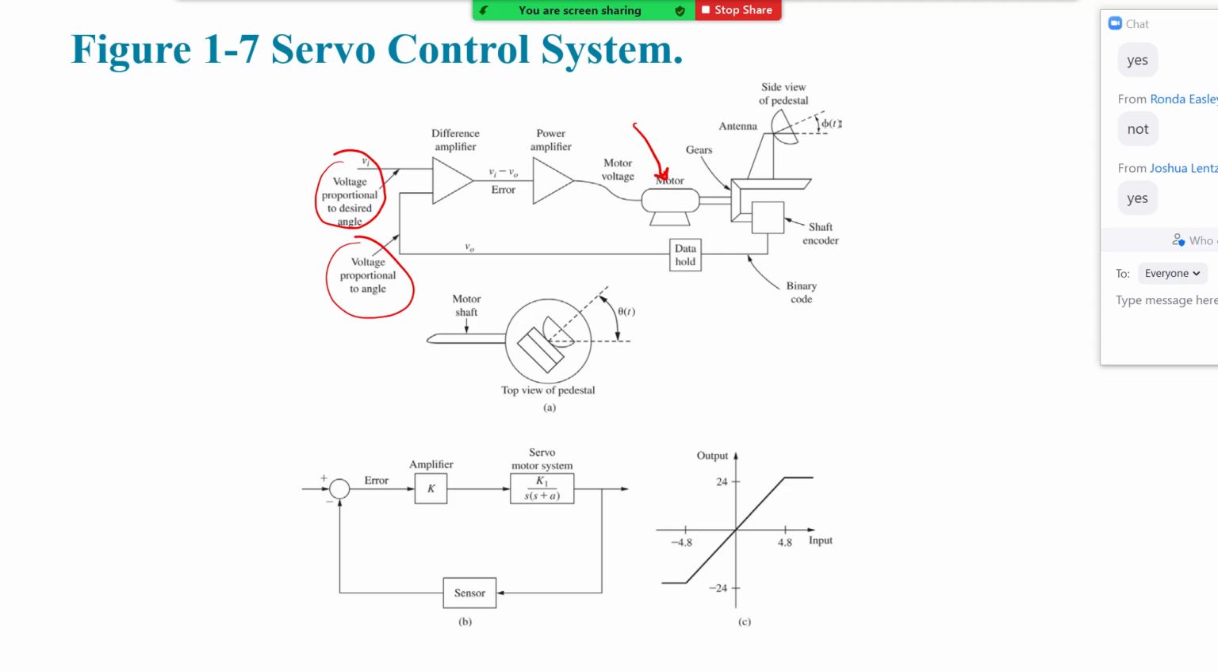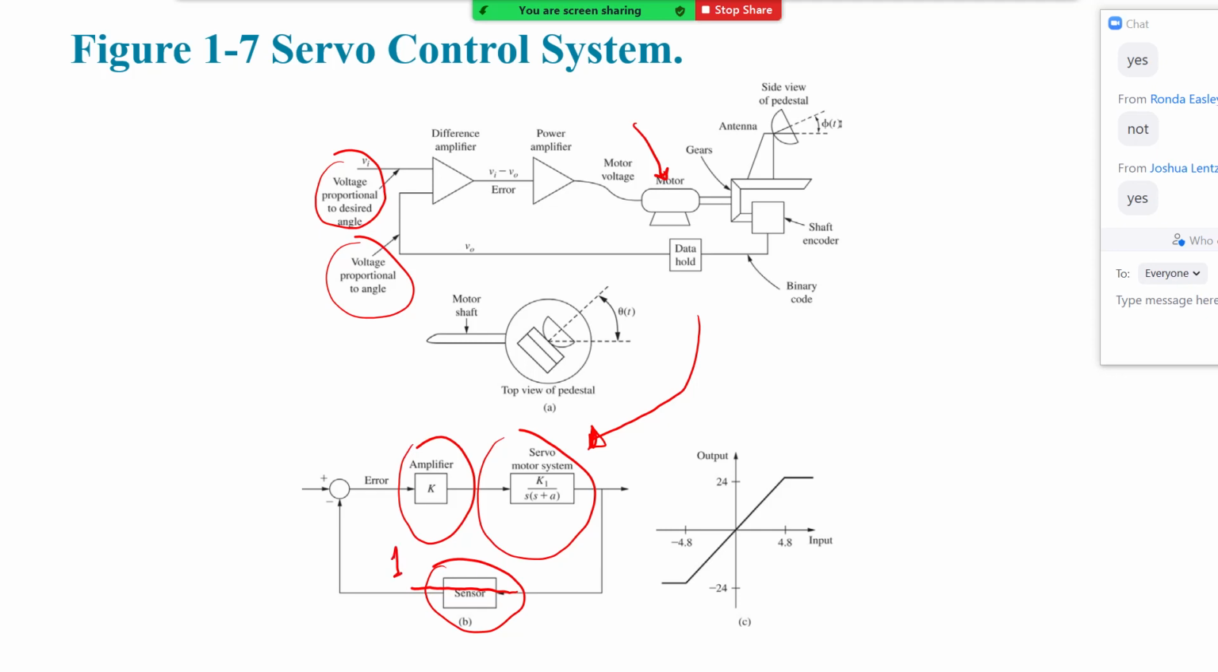Now this error signal might be a very small signal, and therefore I might have to use a power amplifier in order to amplify that signal. And therefore I apply this to an amplifier, and then if I were to model the whole system, I'm going to get a diagram that looks something like this. This is the model of the servo motor, this is my amplifier, and this is my sensor. And if this sensor is fast enough, I can just make it a 1.